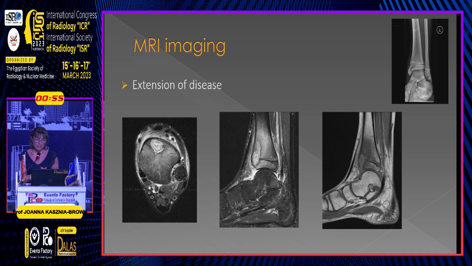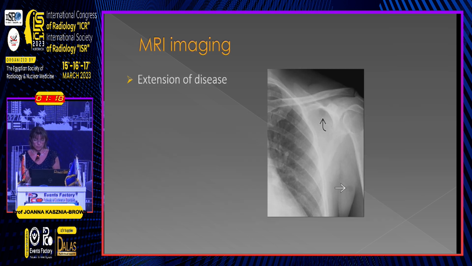So by doing MRI, we can visualize the changes that we expected on the X-ray. But you can see here this collection not only extending through the growth plate, but also extending into the joint space. So this patient developed already septic arthritis. And as you know, the pus within the joint will make a destruction of the joint very, very quickly.